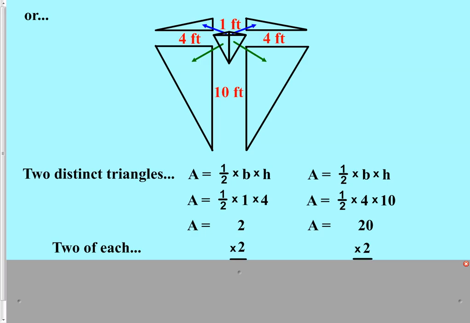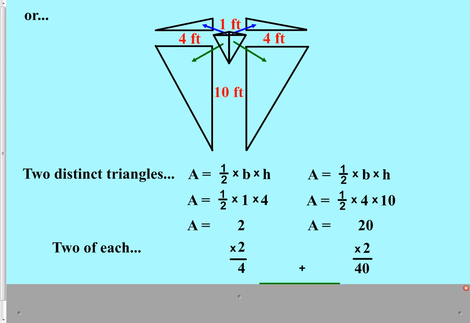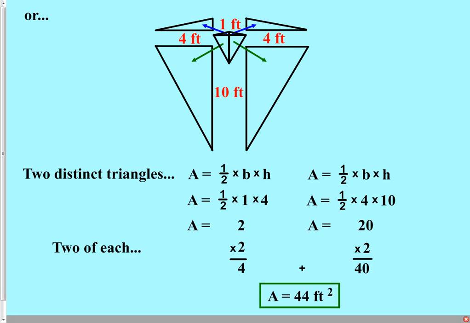So we're going to take that 2 on the left and double it, and take that 20 on the right and double it, so that's a 4 and a 40. And when you combine all of the areas, all 4 triangles added together, 4 and 40 is, once again, 44 square feet, which is the same answer that we got on the previous page. So if you'll just take a little bit of time and memorize a new formula, you can save yourself a lot of trouble on kites and sometimes with rhombuses and squares.